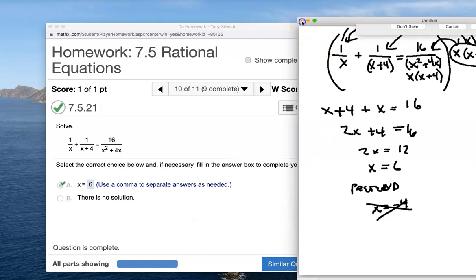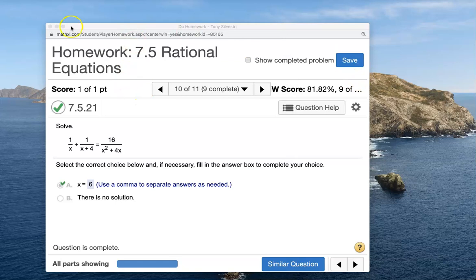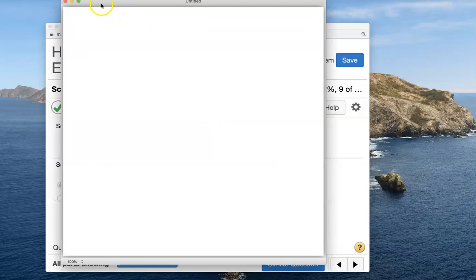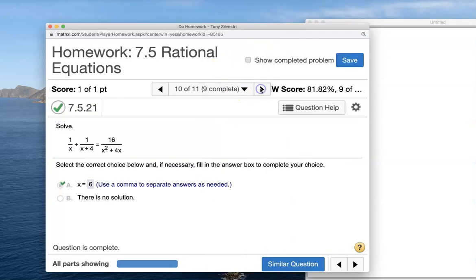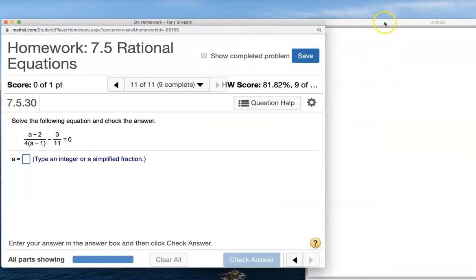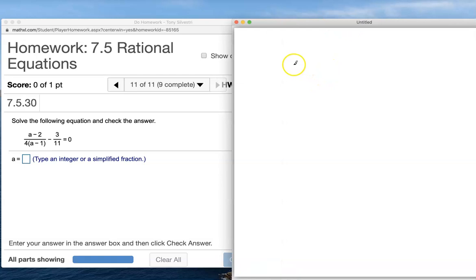Okay, come down here. Let's do the last problem. The last problem looks simpler compared to what we've been doing. So let's do this. Last problem. Okay, what do we got here? Let's put more space here. We got a minus 2. We might as well put a bundle here, divided by 4. They were nice enough to already pull out the 4. That's the denominator. Minus 3 over 11 equals 0.